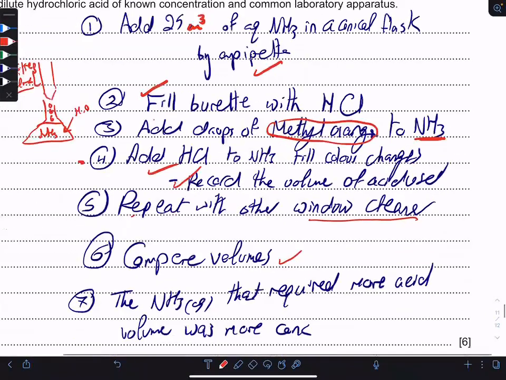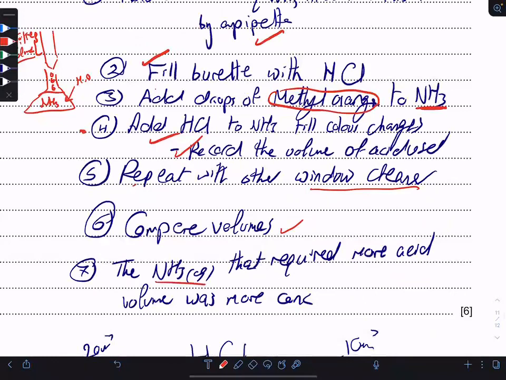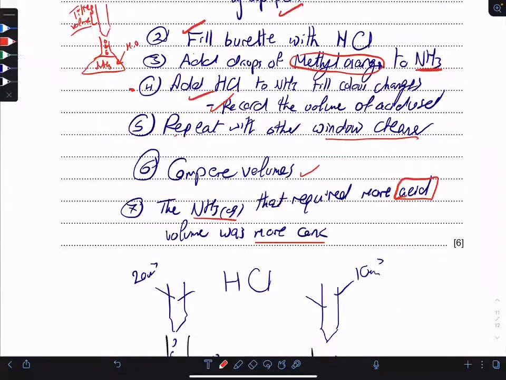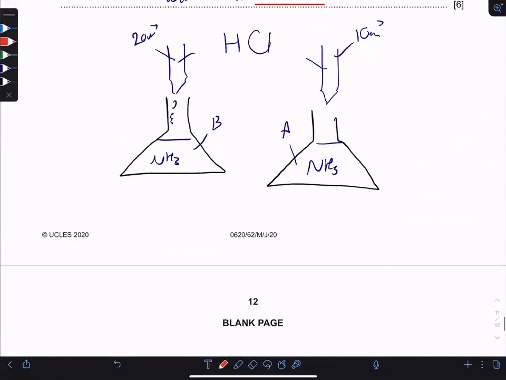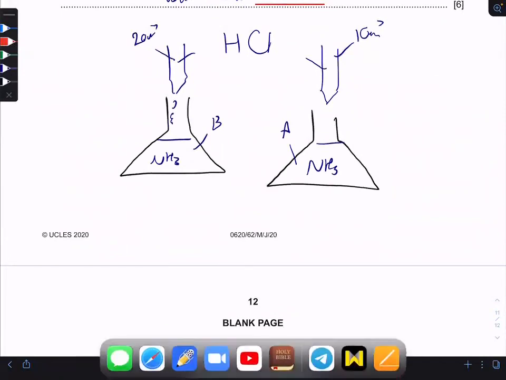Don't forget the conclusion at the end: the ammonia solution, or the oven cleaner, or whatever cleaner that required more acid, a larger volume of acid, was more concentrated. Okay, this was June 2020, paper 6, variant 2, by Mr. Marco Medhat.